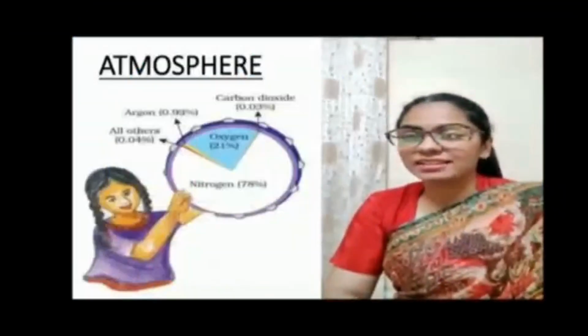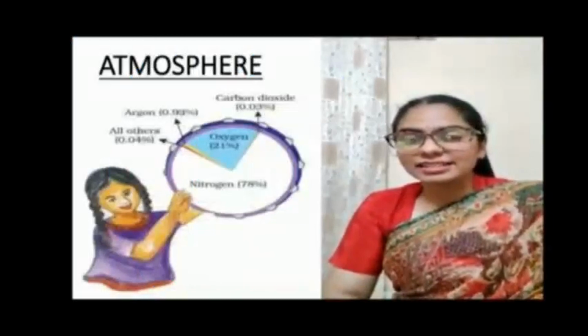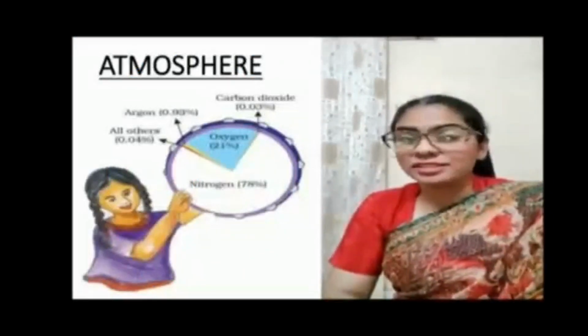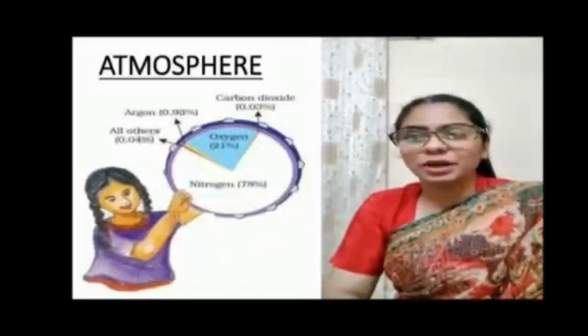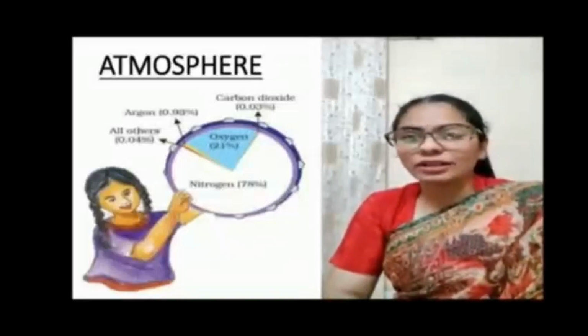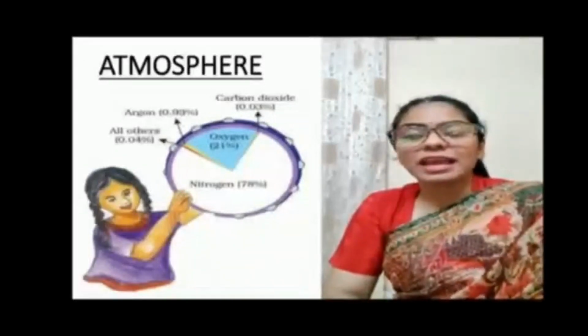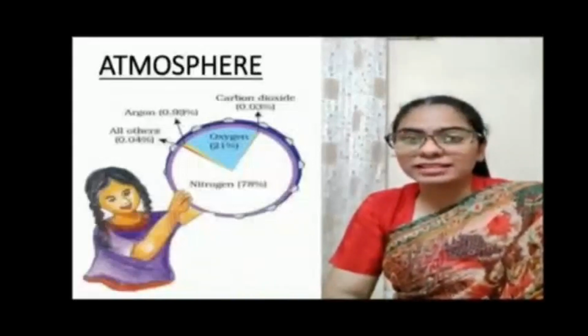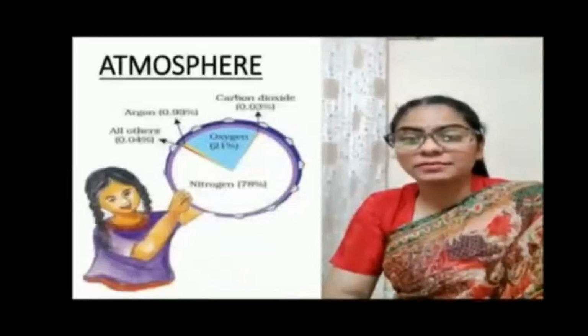So let's start. Our earth is surrounded by a huge blanket of air which is known as atmosphere. All living beings on this earth depend upon the atmosphere for their survival. It provides us the air we breathe and protects us from the harmful effects of the sun rays.